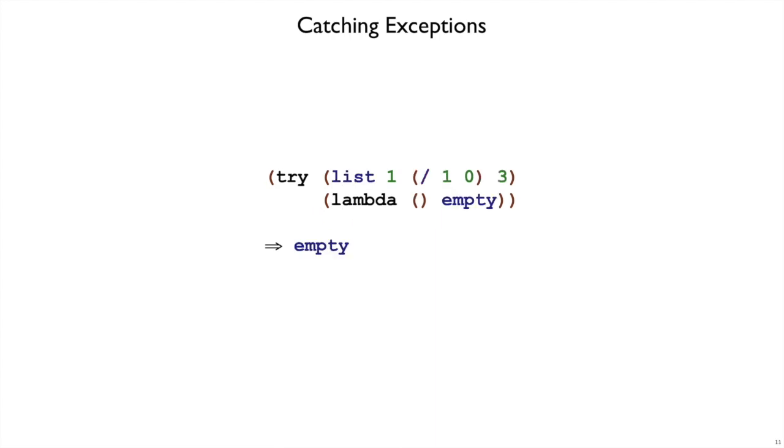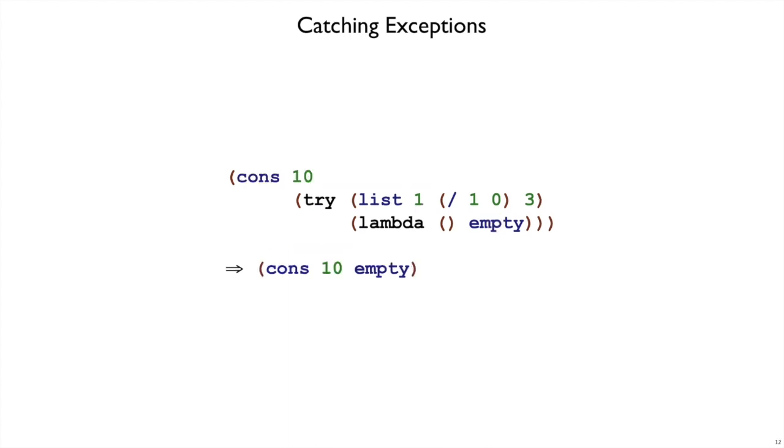The expression that fails doesn't have to be immediately in the body of a try. Here I have try list 1, which is all fine, but then there's a nested expression that raises an exception. So of course what happens is control jumps out of this nested expression to the try, which uses the exception handler and returns empty, not list empty 3, of course.